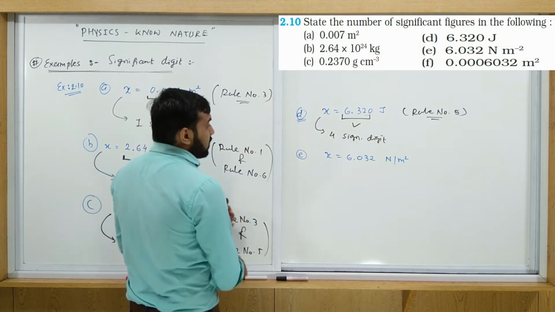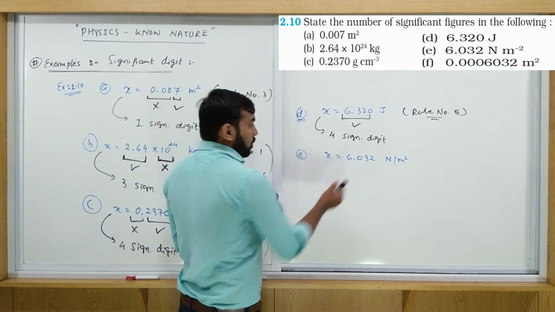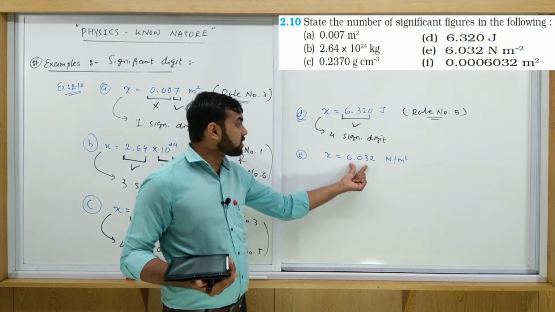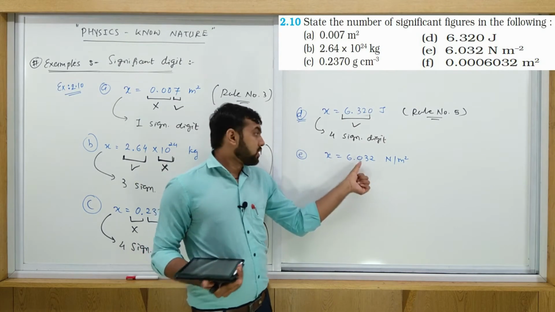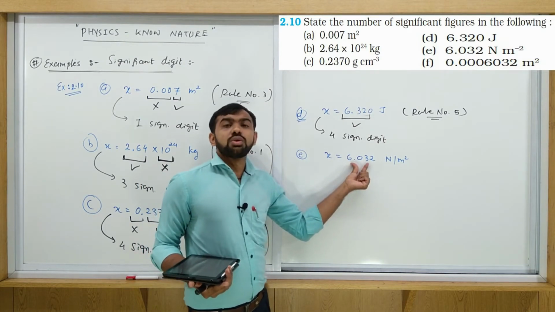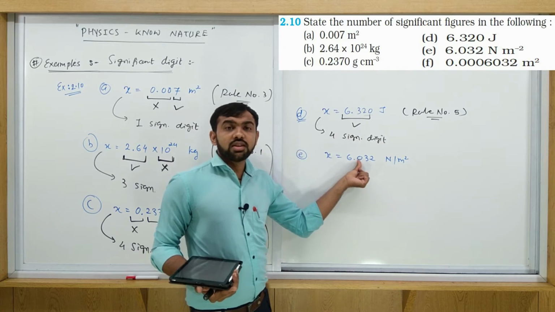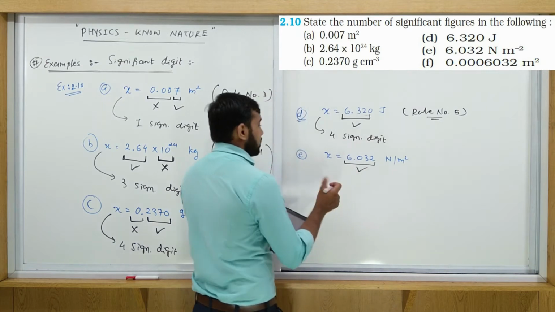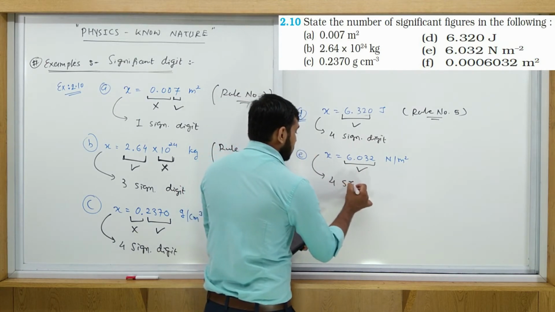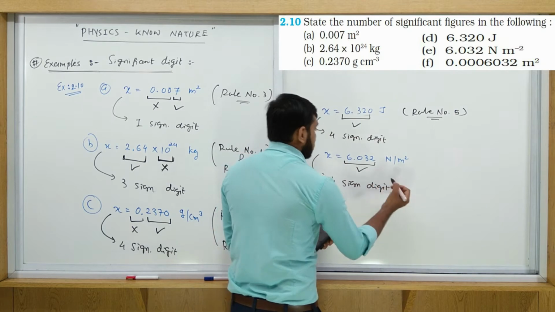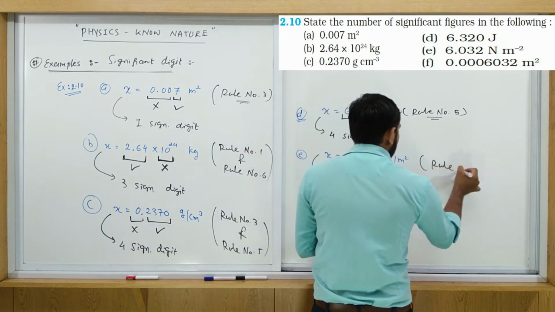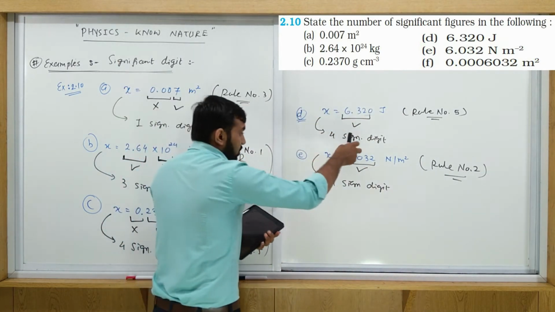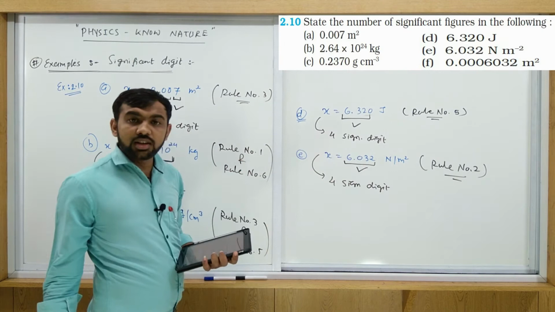See, if you consider this one, the zero between the two non-zero digits is counted as significant, which means all are counted as significant. Then write down how many digits: again 4 significant digits. Rule number 2 must be remembered: the zero between two non-zero digits is counted as significant.